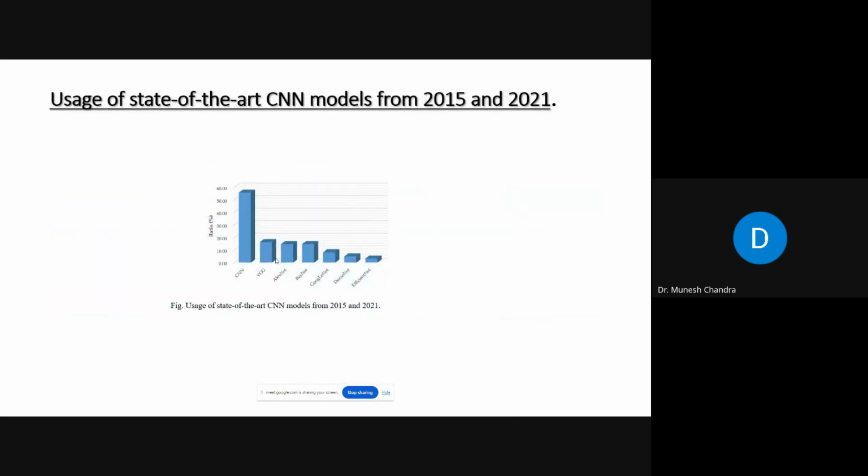So these are the researches from 2015 to 21. If you see, the CNN graph is very high in comparison to the others. So CNN is giving the better result in the grading of glioma into low grade and high grade.